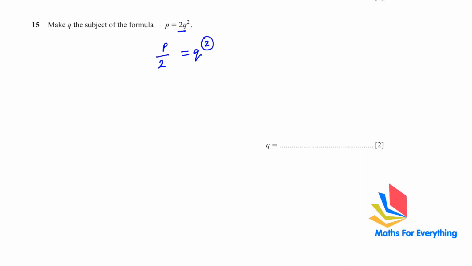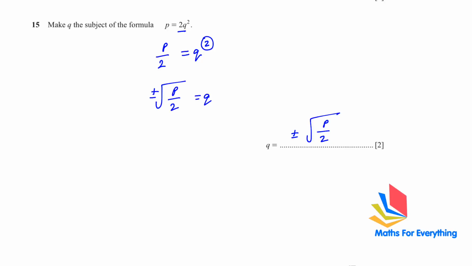When you want to remove the power to the other side, a square, it will be a square root. If it is a square root, then you need to write plus and minus. So Q is equal to plus and minus square root P over 2.